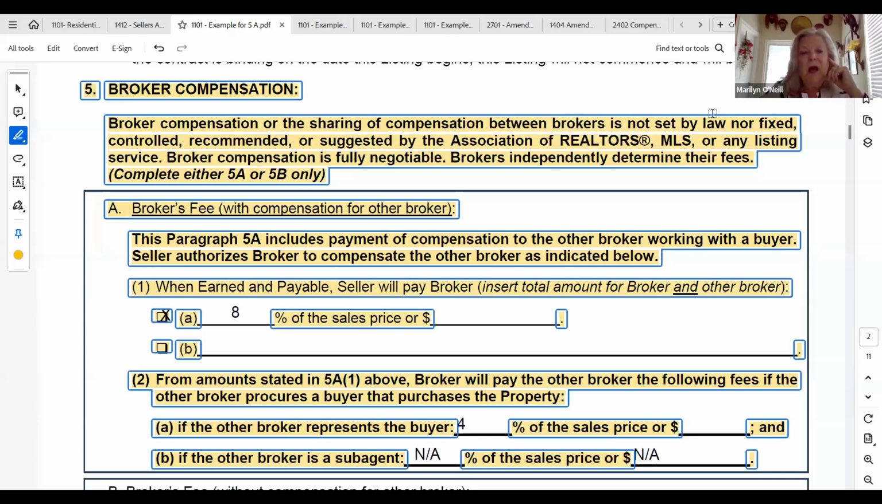So on this one, I have given an example of what the seller that we negotiated with says: I do give you permission, listing agent broker, to what? To compensate the other broker, right? Okay, that's what the seller is giving permission for in 5A. And so 5A1 is completed because the seller has to know what? They have to know the amount, right? 5A1A is all the listing broker's compensation. It also includes compensation in the event there is another broker on the transaction, right?